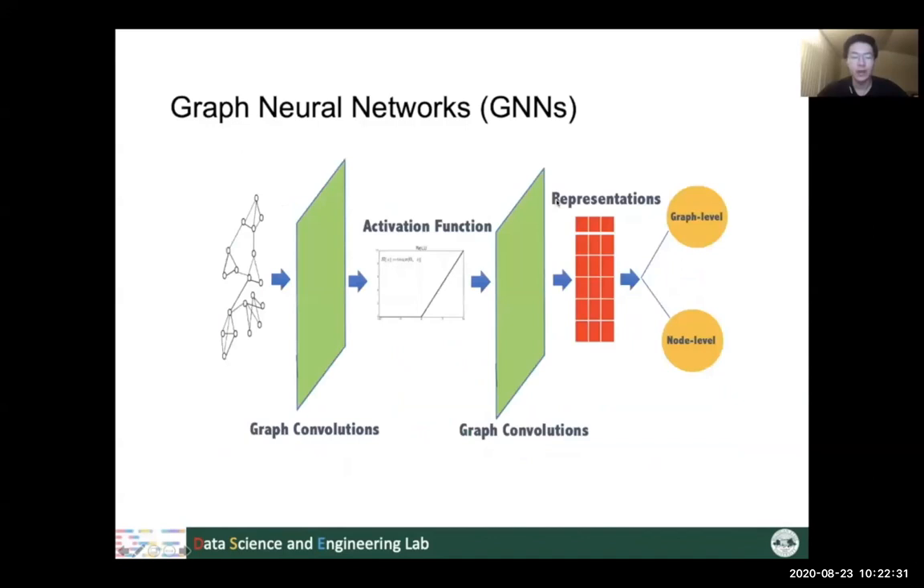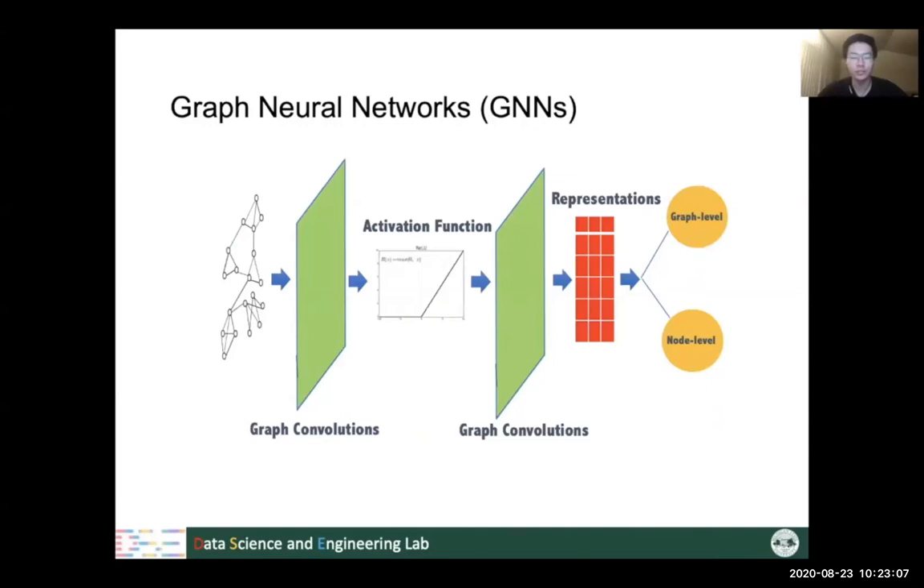They are actually the extension of deep neural networks to graph structured data. As we can see from the figure, a graph neural network takes the graph as input data. Then it applies several convolutional layers and nonlinear activation layers. Then it obtains the node level or graph level representations. The representations are then utilized to solve downstream tasks such as node classification and graph classification. In this talk, we will focus on node level applications.